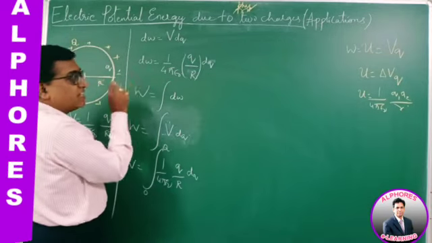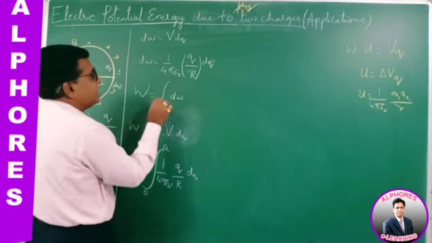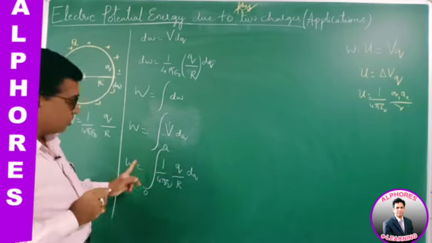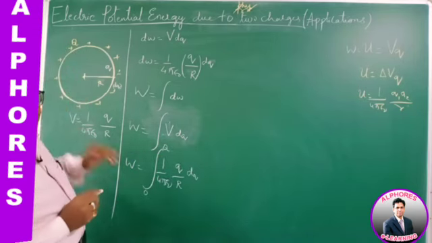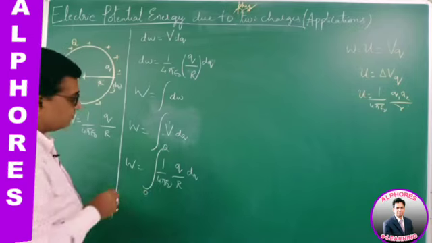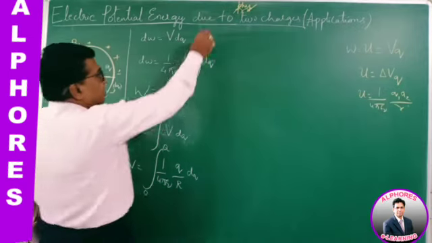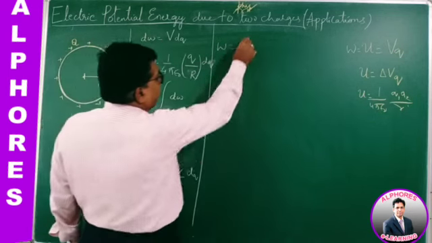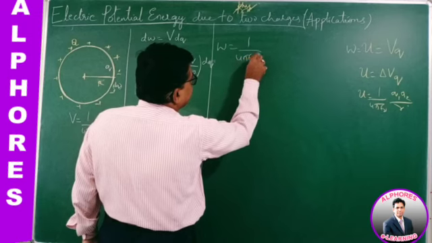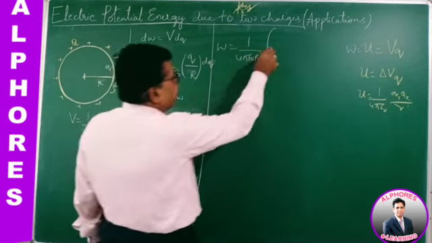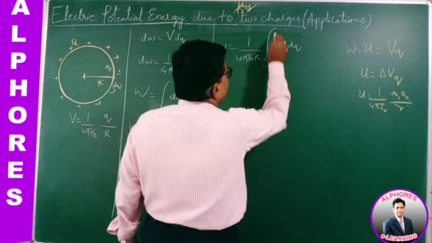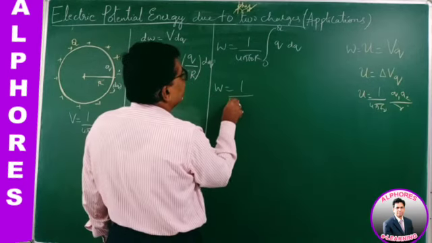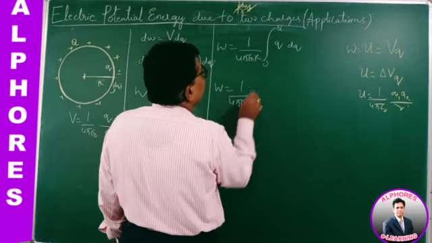And the total work done in charging it completely is the integral of dw. So dw is V dq. The total work done in charging from 0 to capital Q is the integral of 1 by 4 pi epsilon naught, q by r, dq. Now from this, let's take the constants out. So the total work done is 1 by 4 pi epsilon naught r, which is a constant, times the integral of q dq from 0 to capital Q.